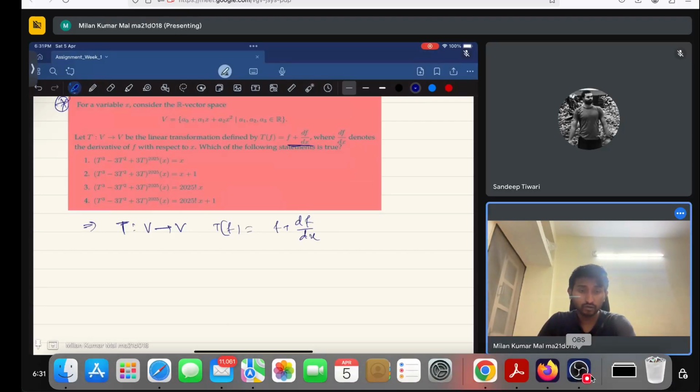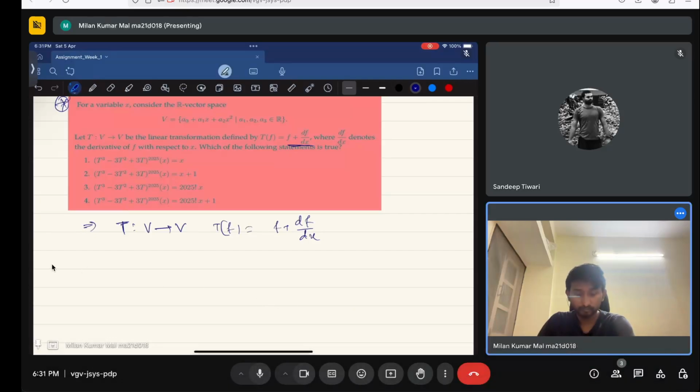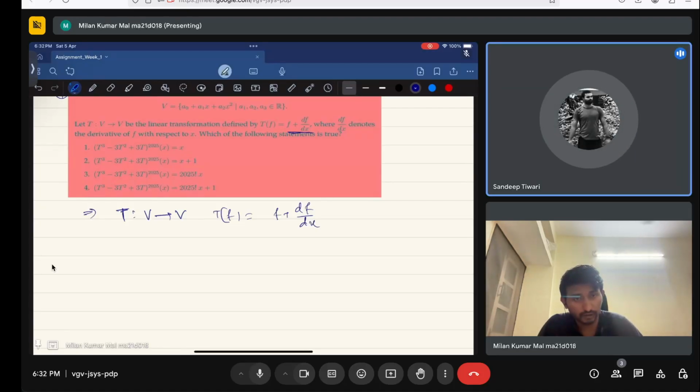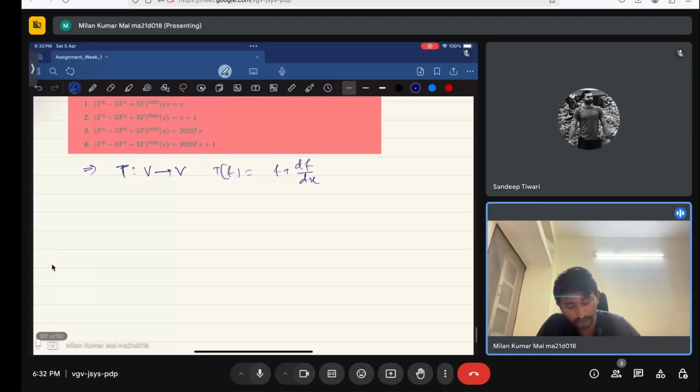Okay. So which of the following statements is true? Obviously you can see that there is some 2025 in the problem, but that's not a big deal. Let's find the characteristic polynomial. First you have to find the matrix representation.